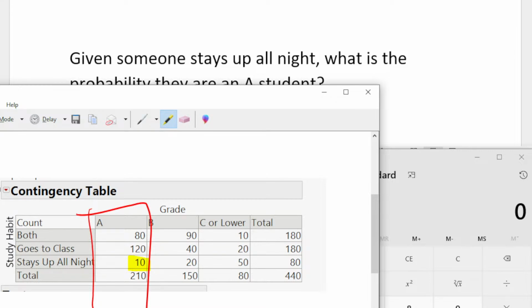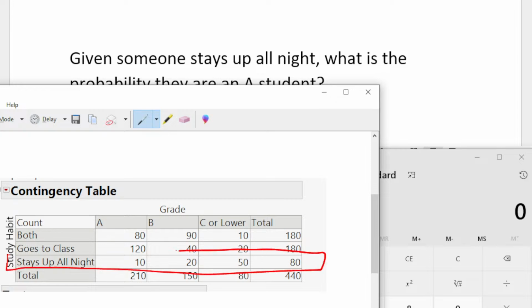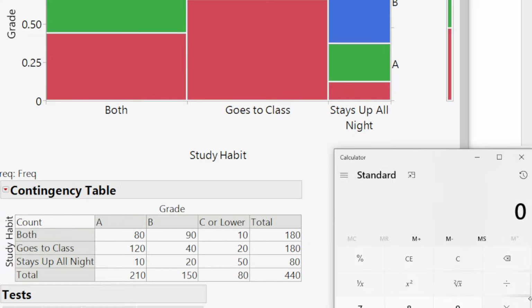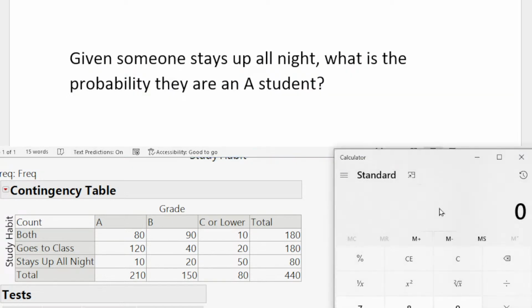So this one actually goes the other way. This one is given someone stays up all night, what's the probability they're an A student? So it's going to be 10 out of 80, 12.5% right there. That's the probability, 10 out of 80, which is 12.5%, a relative frequency. Relative means relative to a percent. So just good practice. We're just trying to nail these down.